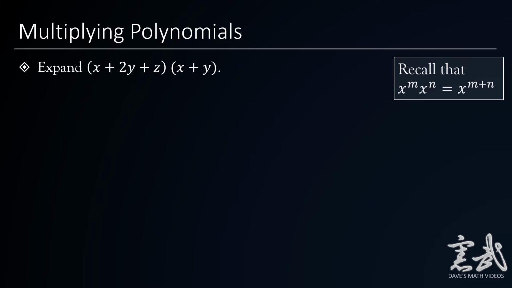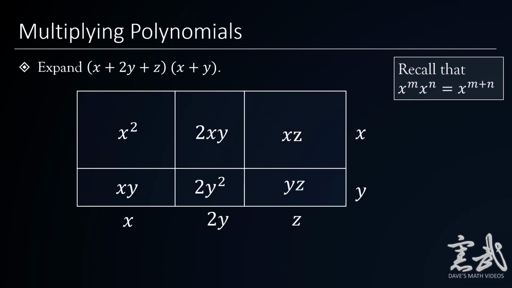To do this, we must recall a property of exponents, namely that when we multiply two quantities with the same base, we add the exponents. So multiplying x to the m power by x to the n power results in x to the m plus n power. We'll first do this graphically so that we can see it and understand it. We start by multiplying x by x and get x squared. Next, we're going to multiply x by y to get xy.